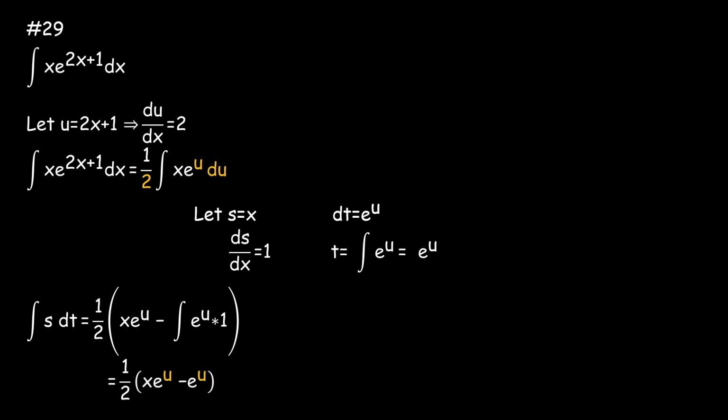We are going to replace our value of u, and we get our final answer, which is half x e to the power 2x plus 1 minus e to the power 2x plus 1.